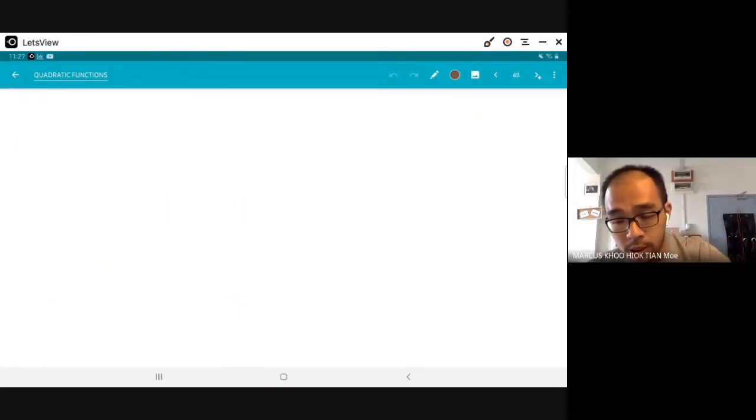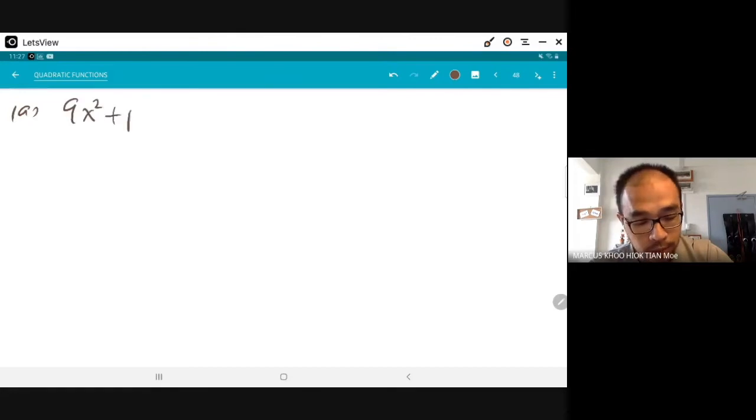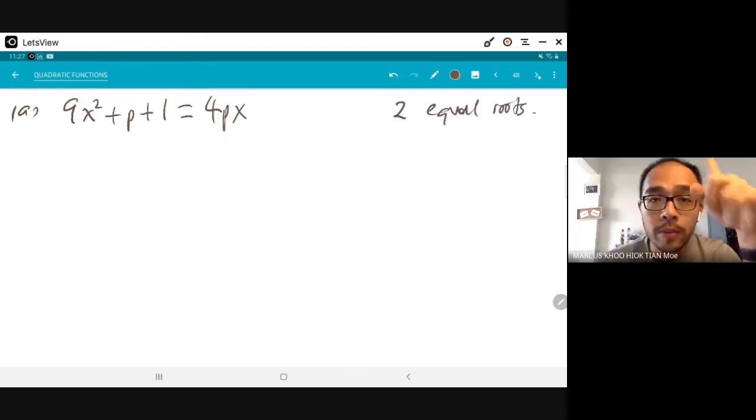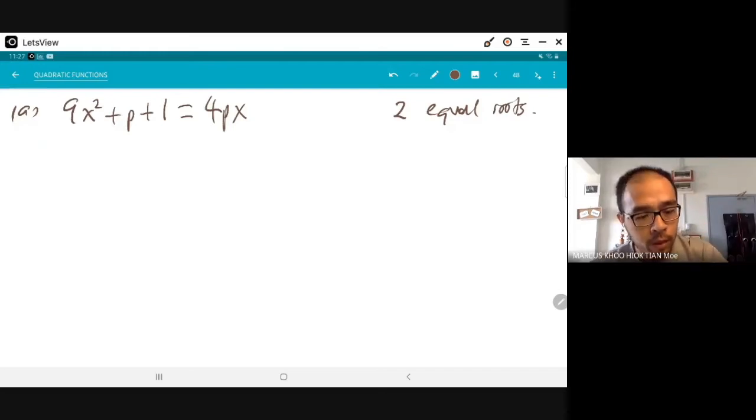All right, let's take a look at question A. 9x squared plus (p plus 1) equals 4px has 2 equal roots. So problem number 1: can I know what is the A, B, and C? Cannot, because it's not yet equal to 0.